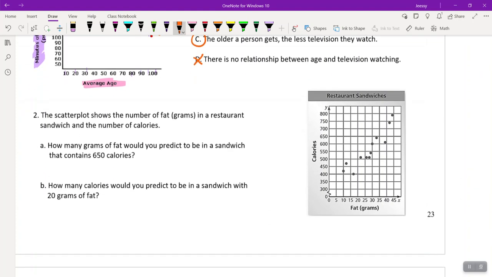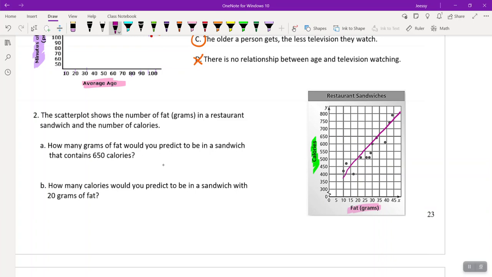All right, now once again, when you get a graph, spend 5 seconds on the graph, seeing what it is telling you, so that it's a little bit easier to go through the word problems. What's on the x-axis? Fat. So we got 5 grams and 45 grams of fat. What's on the y-axis? So we're going from 0 calories to 800 calories. And what's the trend? Positive, right? We can clearly see that there's a positive trend, a strong positive trend, okay? All right, so let's read the question. The scatter plot shows the number of fat grams in a restaurant sandwich and the number of calories. So, makes sense? So I guess the more fat, the more calories, right? That's what it's saying.